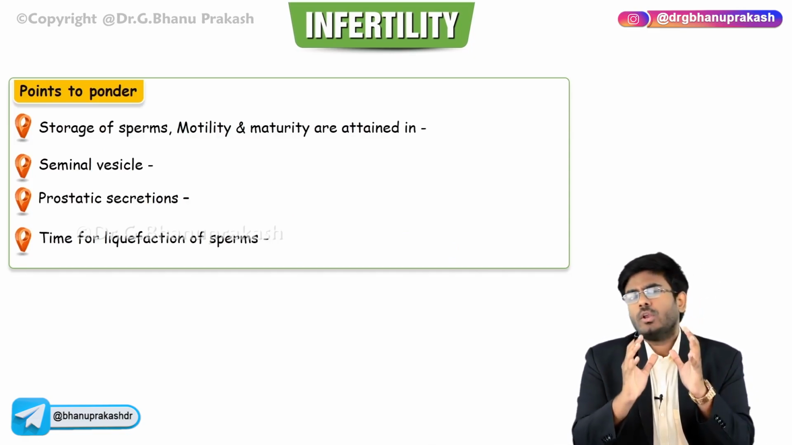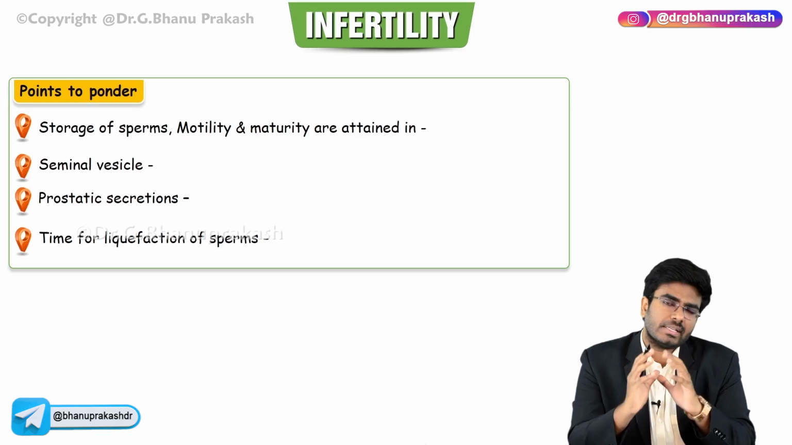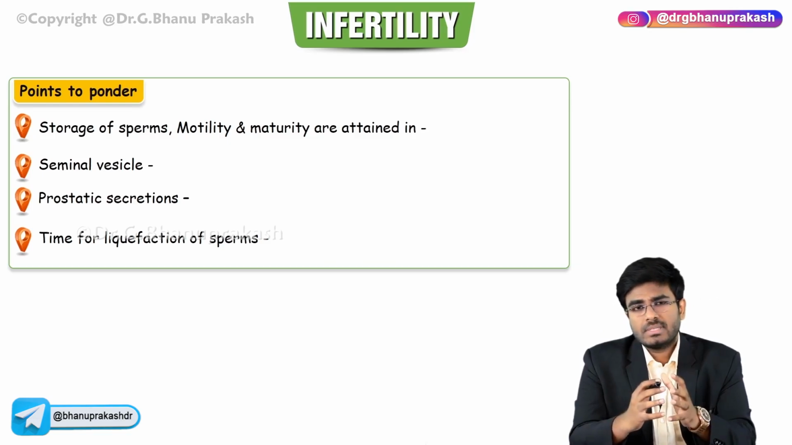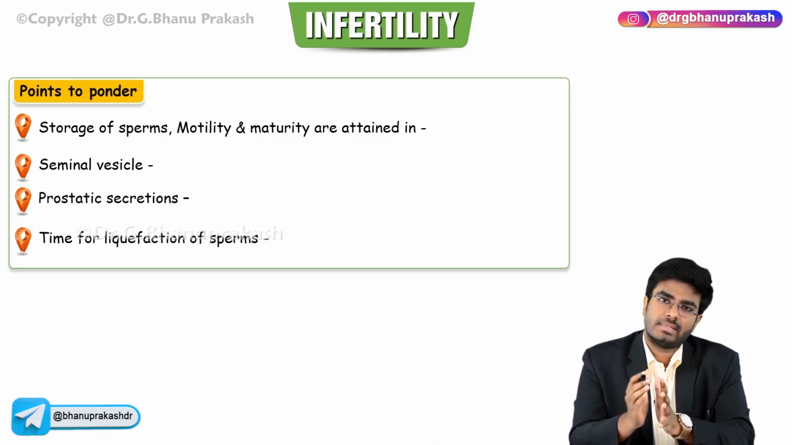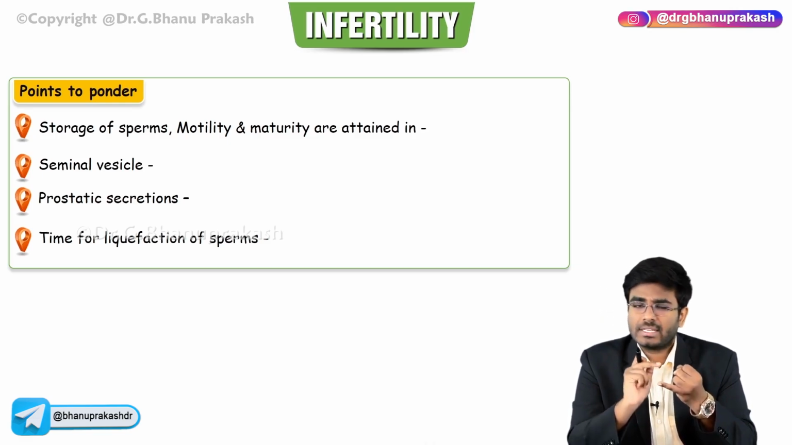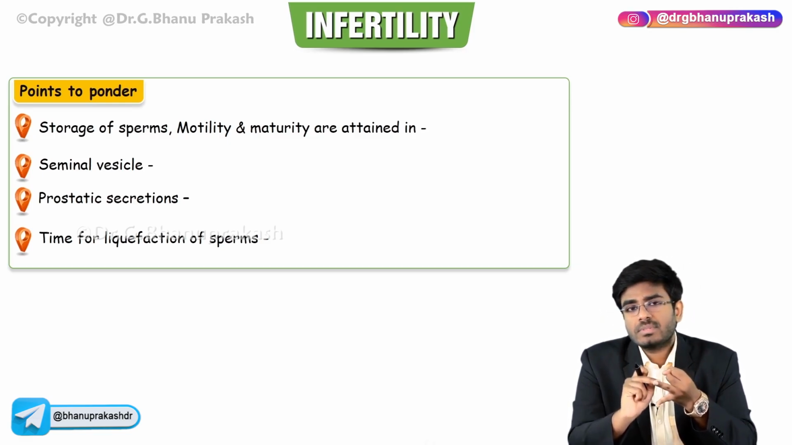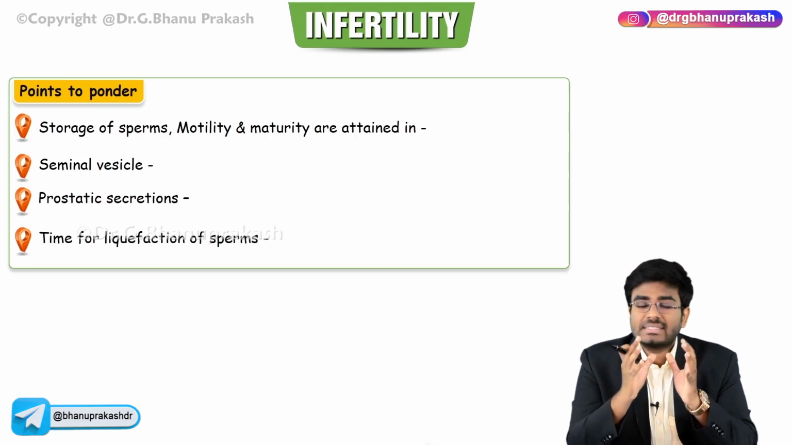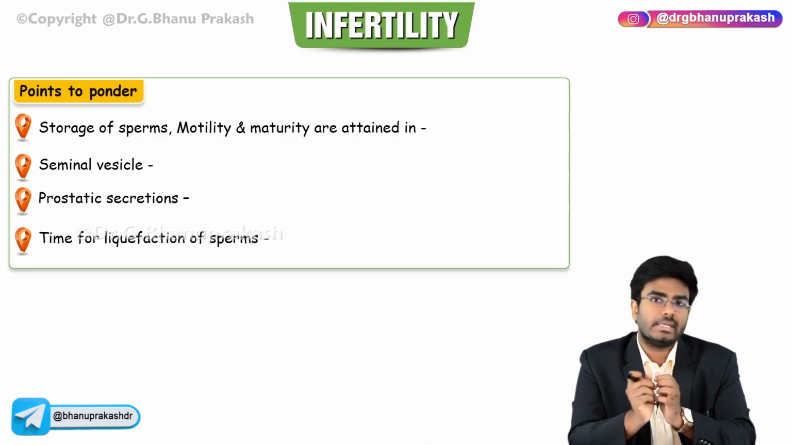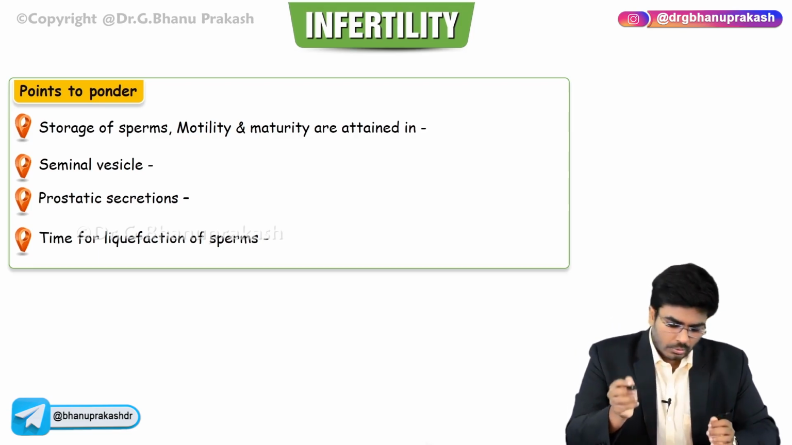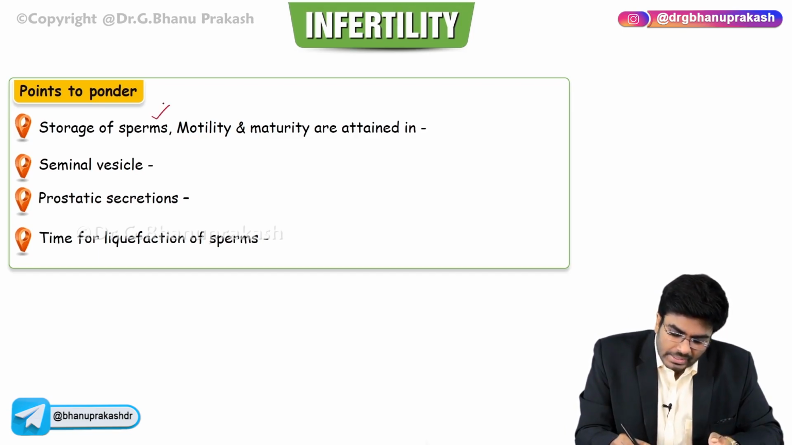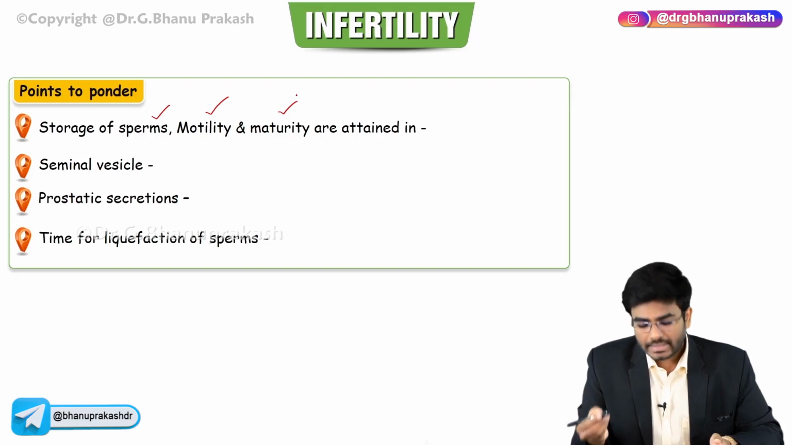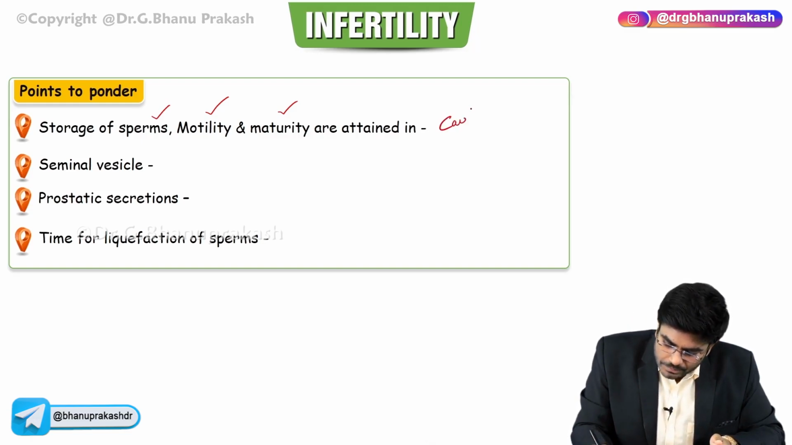Now after saying this, let's discuss a few important physiology related points. We all know that spermatogenesis happens in the testis, but these sperms should be stored in one place. So where exactly are sperms stored, where do they mature, and where do they attain motility? These are the MCQs. The storage of the sperms, as well as their motility and maturity, are attained in the caudal epididymis.